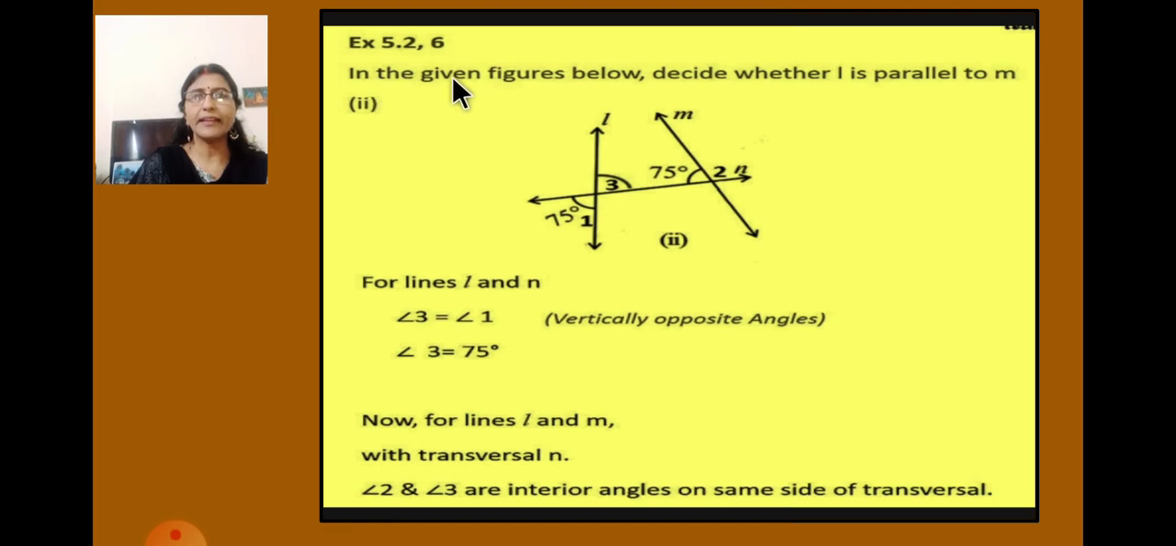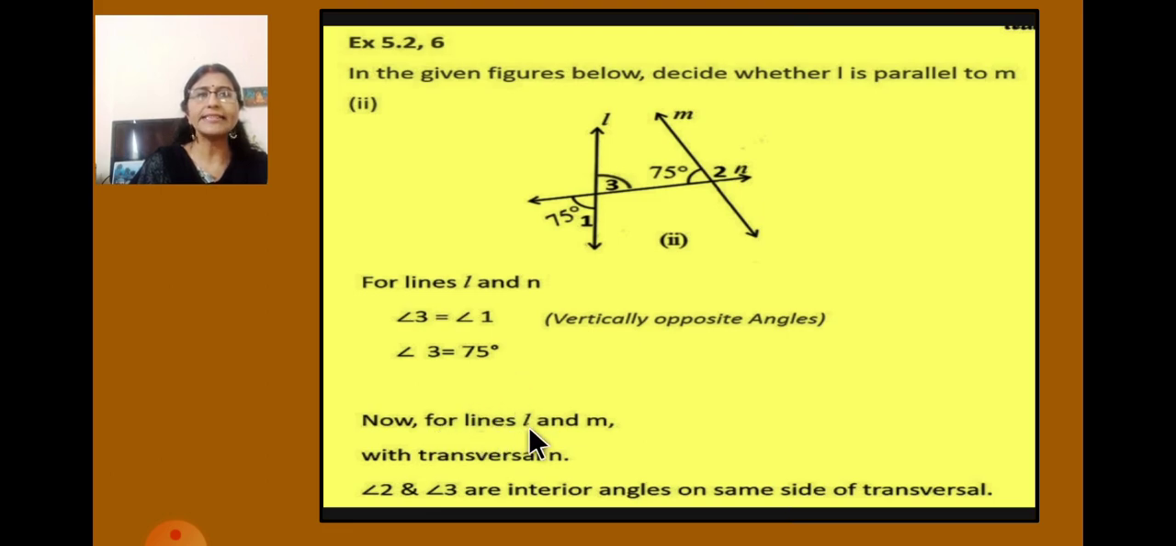Again, the same part: in the given figure below, decide whether L is parallel to M. Now we have to find out this line is parallel to this line or not. And here the values of the angles are given for lines L and N. Now we will see this line and this line N. You can see here these two angles, they are vertically opposite to each other. Angle 3 and this is angle 1. And angle 1 is given as 75 degree. So angle 3 also will be 75 degree because they are vertically opposite to each other. So angle 3 is 75 degree.